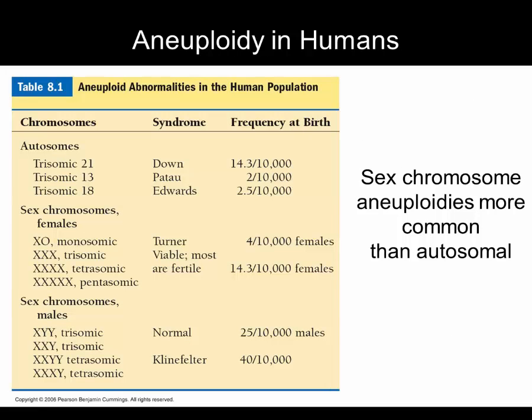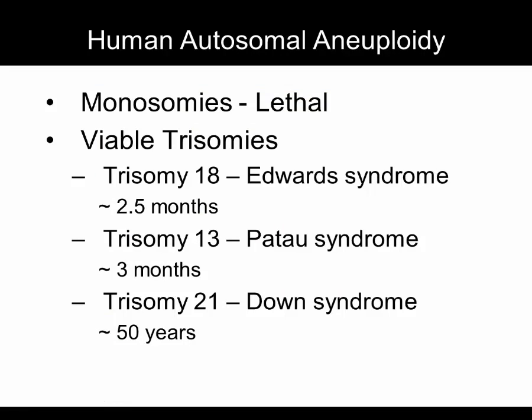When it comes to viable offspring, we talked before about how sex chromosome aneuploidies are more common than autosomal due to how dosage compensation with the X chromosome works. However, some autosomal aneuploidies are viable. Monosomy is always lethal, but there are 3 viable trisomies: trisomy 18, trisomy 13, and trisomy 21. Though while the first 2 are viable in the sense that they can make it to a live birth, they have very short life expectancies.